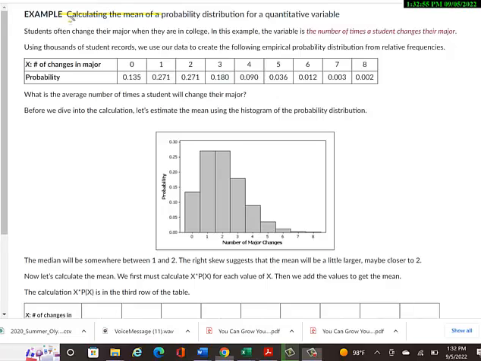Now let's look at an example of calculating the mean of a probability distribution for a quantitative variable. Students often change their major when they are in college. In this example, the variable is the number of times a student changes their major. Using thousands of student records, we use our data to create the following empirical probability distribution from relative frequencies. Let's say the top row represents the number of changes in their major. The bottom row represents the probability of that number being the number of times you change majors.